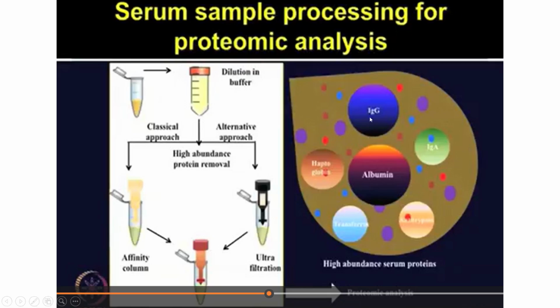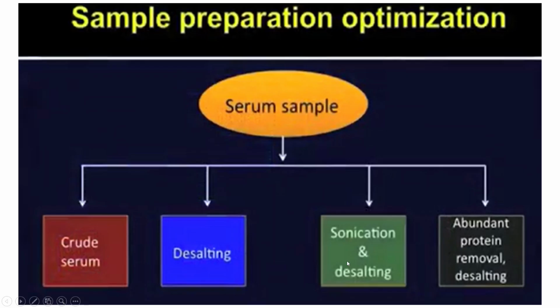So generally in serum, these two are, we did talk about that during sample preparation, these two are highly concentrated: albumin and immunoglobulin. So you need to separate that by using affinity column or ultrafiltration, etc. So they will be removed, and then you can do the protein analysis of these low concentrated samples. So the serum sample can be crude serum, then sonication and desalting, then abundant protein removal. You need to do that.